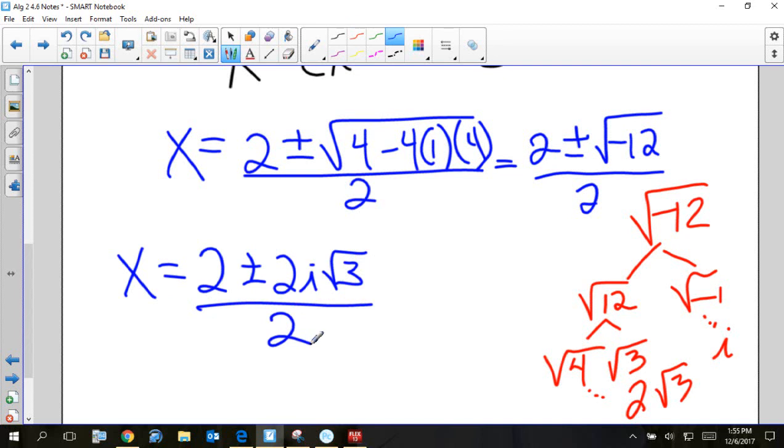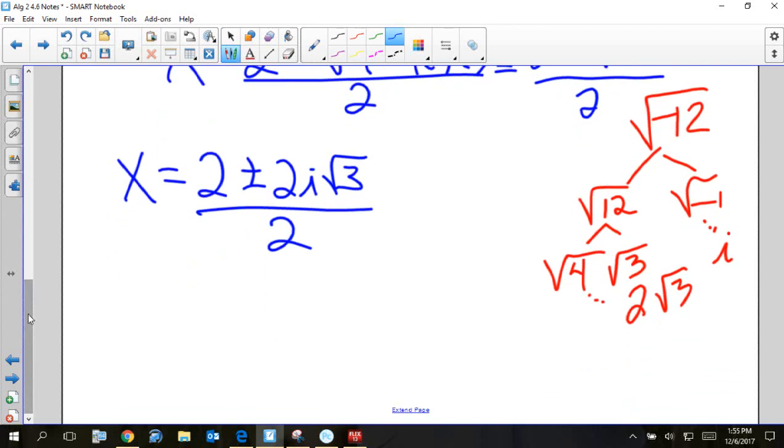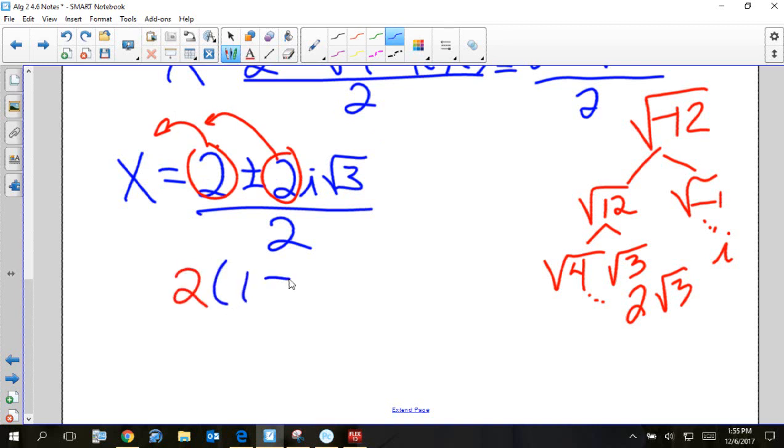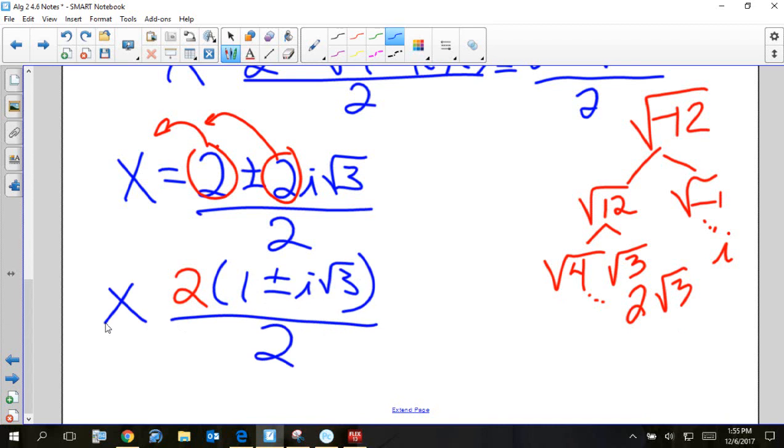Is that simplified all the way? It is not, because in the numerator, I can factor out, I can undistribute a 2 from both of those terms. So I can do 2 parenthesis 1 plus or minus i radical 3, over 2. And what happens to those 2's?